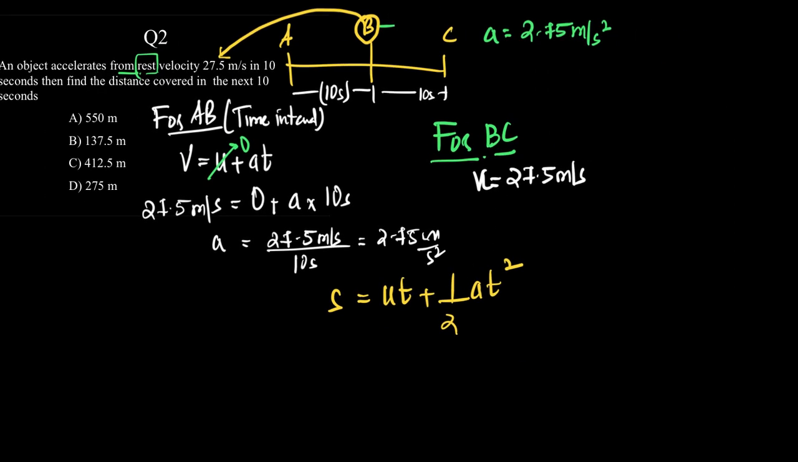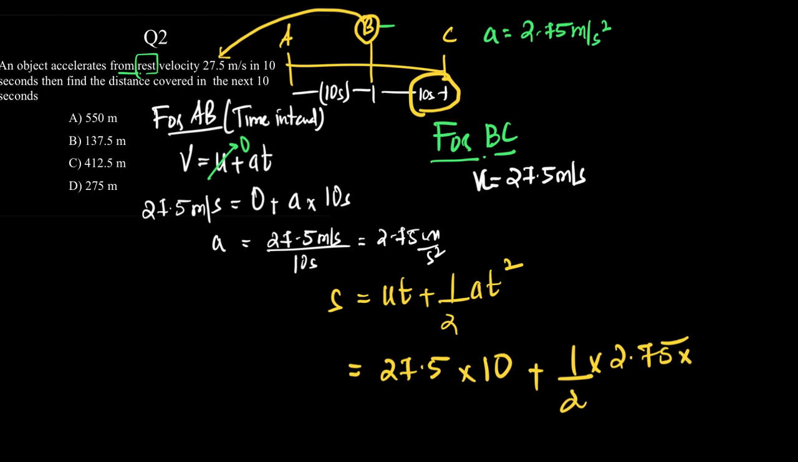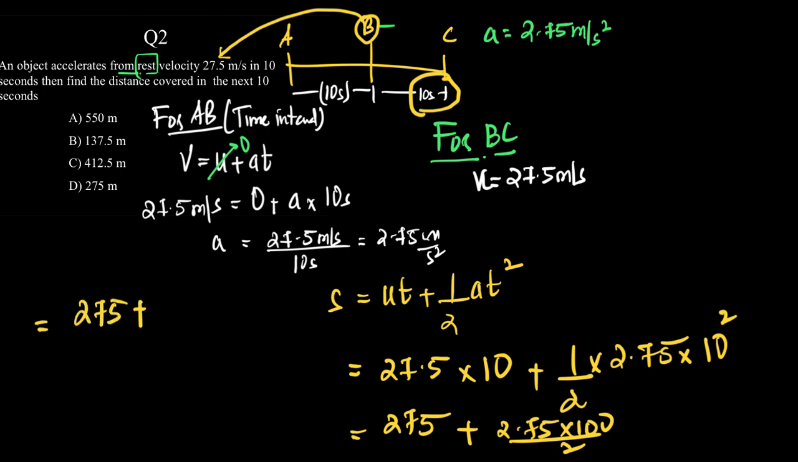What is U? U is 27.5 meter per second into what is time? Now, the next time interval for BC is again 10 seconds. So that becomes into 10 plus half into what is acceleration? Acceleration is 2.75 and what is T square? It is 10 square. So this basically becomes 275 plus 2.75 into 10 square, which is 2.75 into 100 by 2.